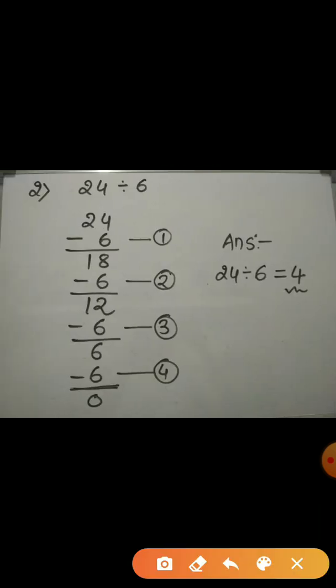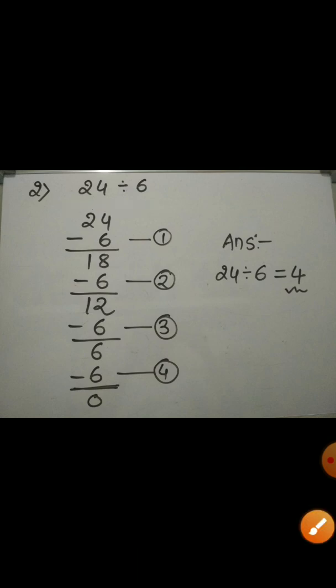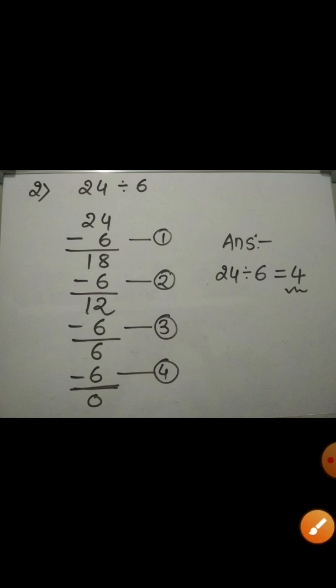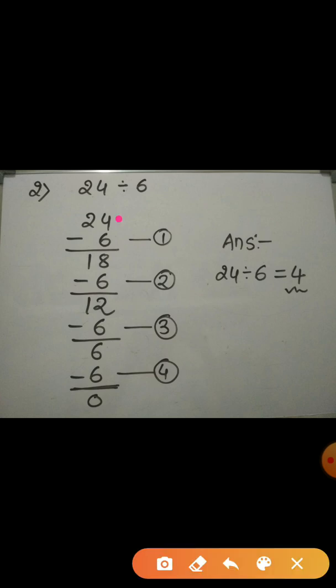Now let's take one more example. Use repeated subtraction to divide 24 by 6. Here 24 is the dividend and 6 is the divisor. To use repeated subtraction, we subtract the divisor 6 from 24 repeatedly till we get 0. So see here, first we subtract 6 from 24.